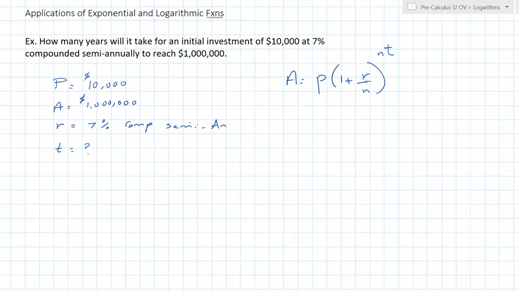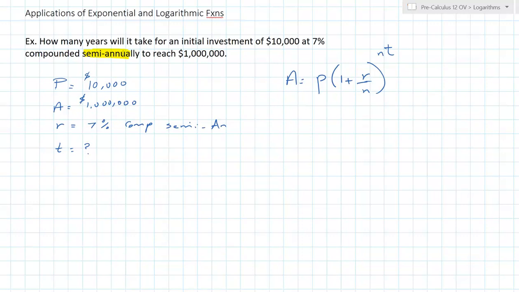Okay, so let's go on with the applications of exponential and logarithmic functions. We're going to start up with the compound interest formula and a problem based on that. Remember, every time you're solving exponential or logarithmic functions, the chances are you are solving for the exponent. So here's a situation: you start with $10,000 as initial investment, at 7% compounded semi-annually. Semi-annually, that's twice a year, so n is 2, and you want to make it to 1,000,000. We want to know how many years it will take.